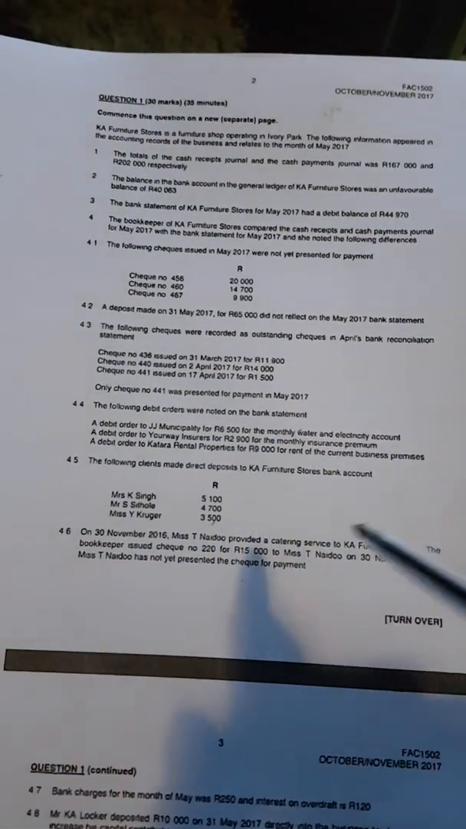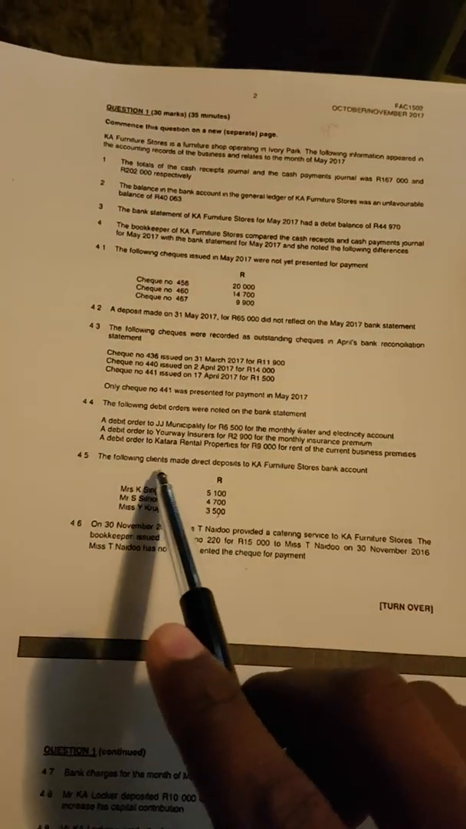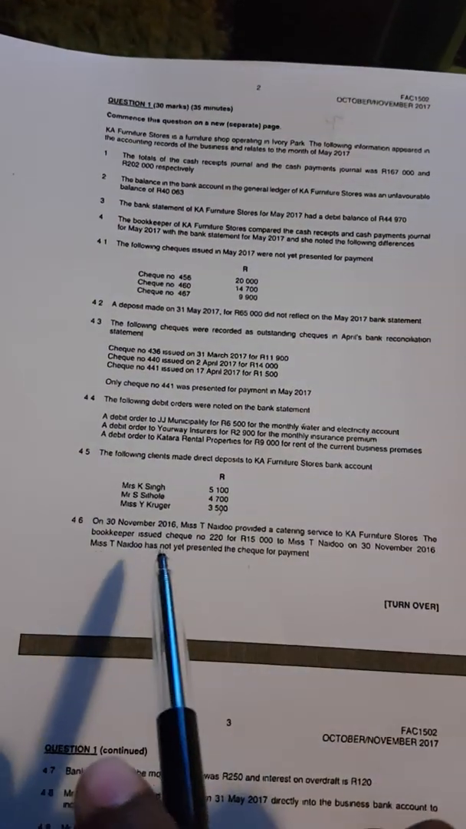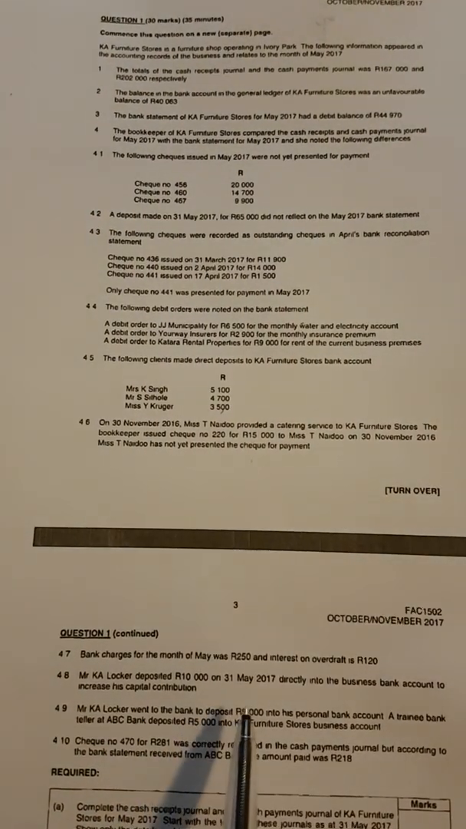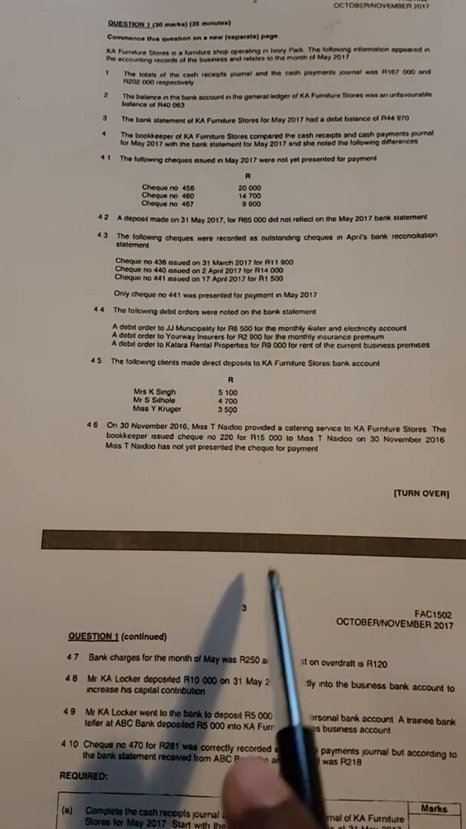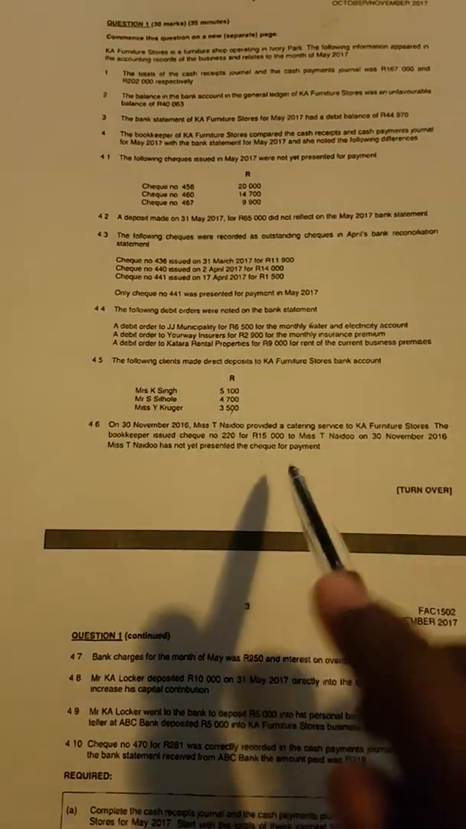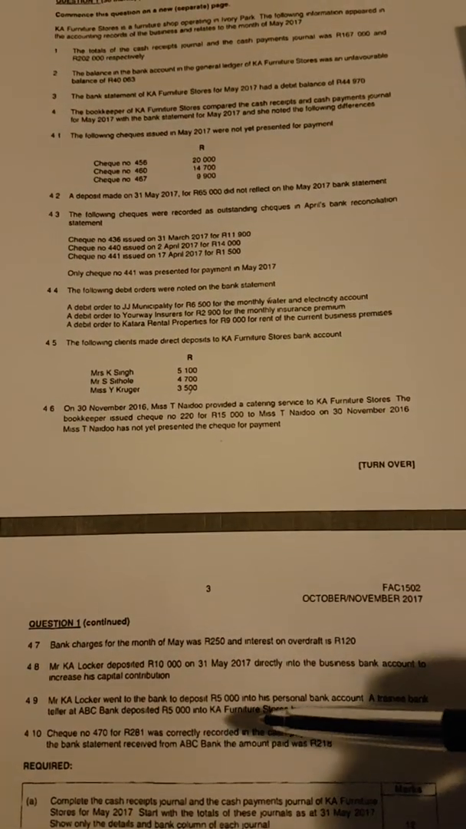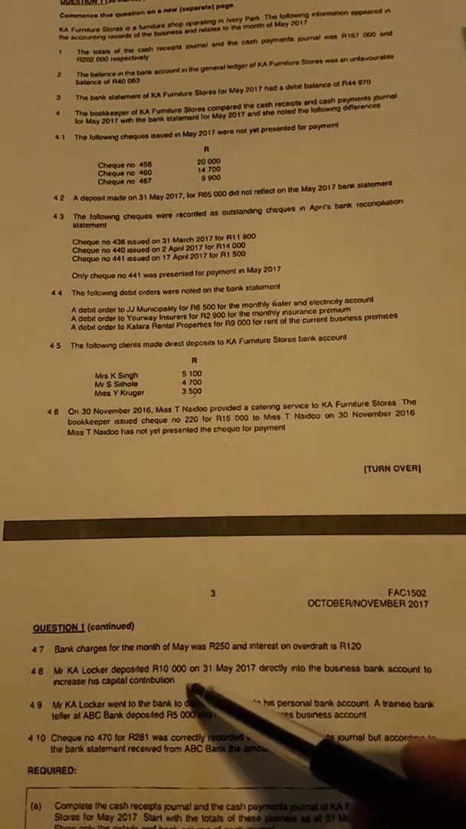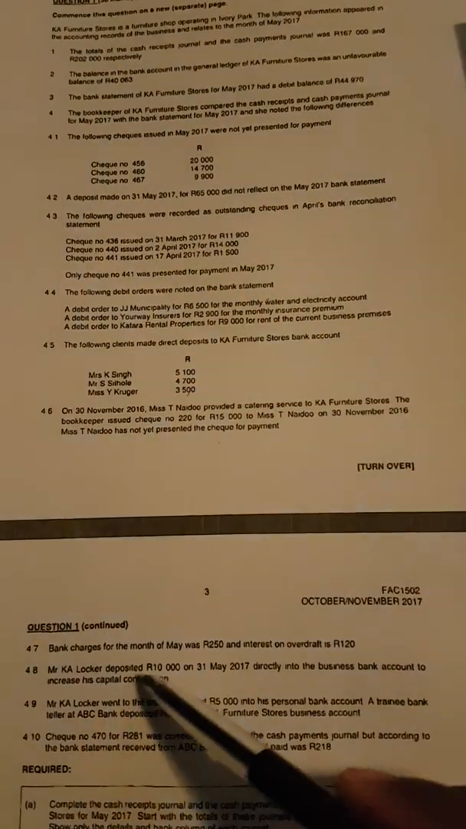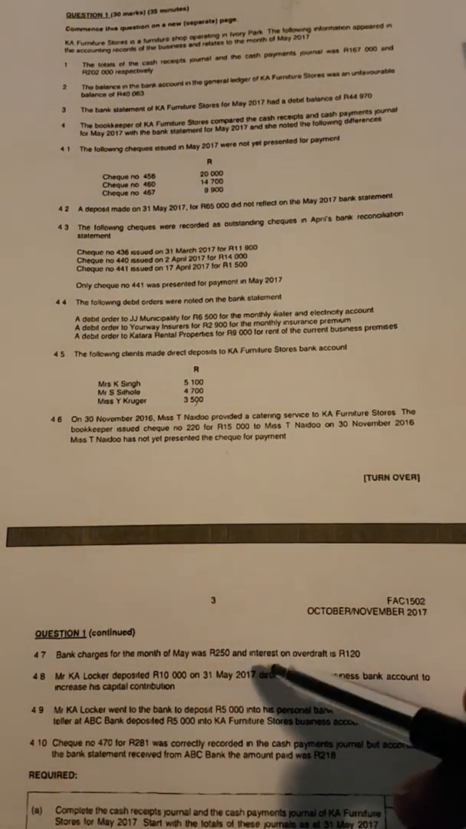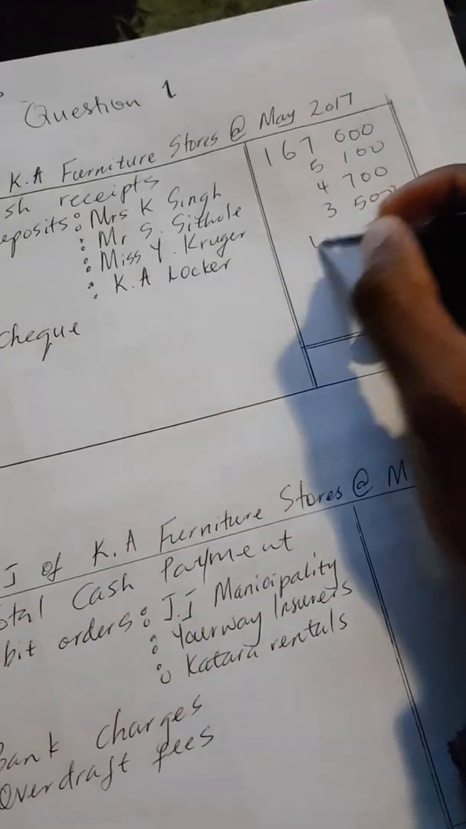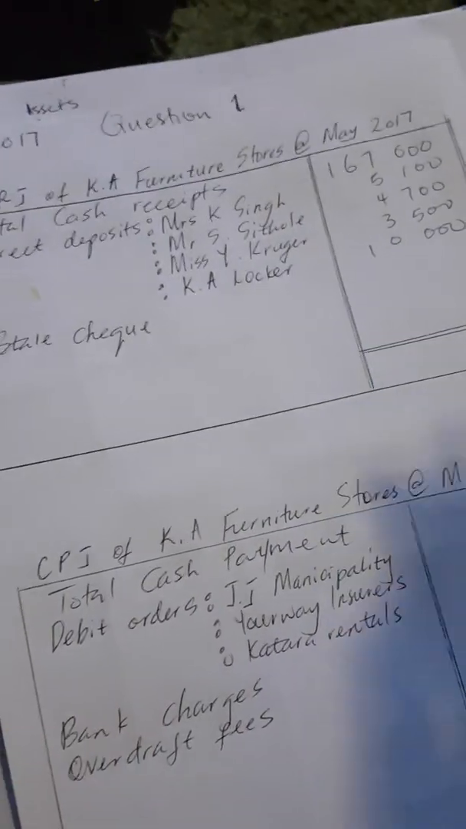So where is his direct deposit? Okay, they said Mr. K.A. Loka direct deposit. Here, Mr. K.A. Loka deposited 10,000 on the 31st directly into the bank account. So this is a direct deposit again. So you add 10,000. So what else do we add?